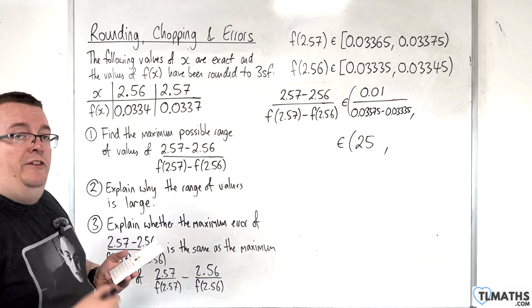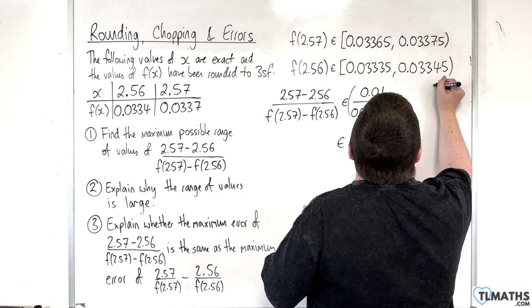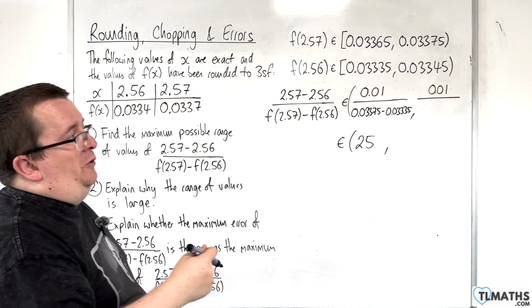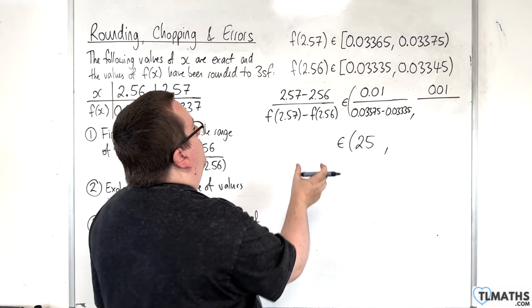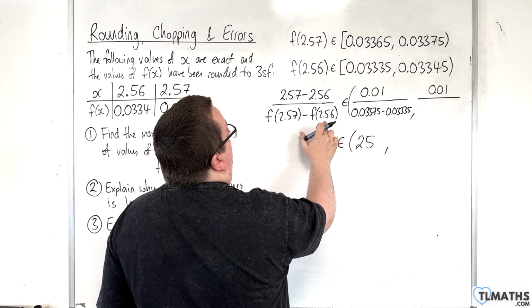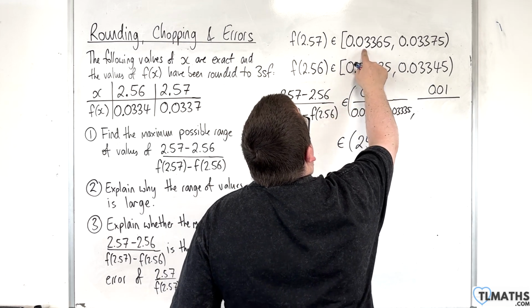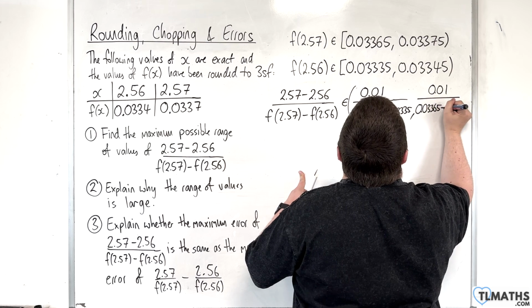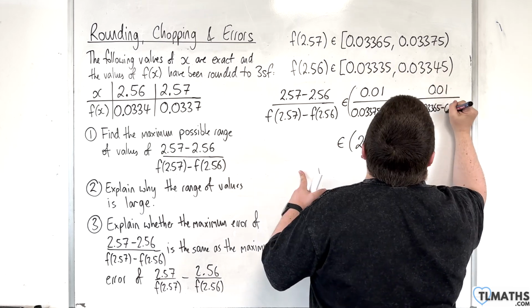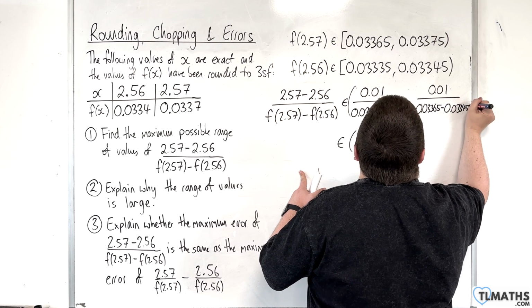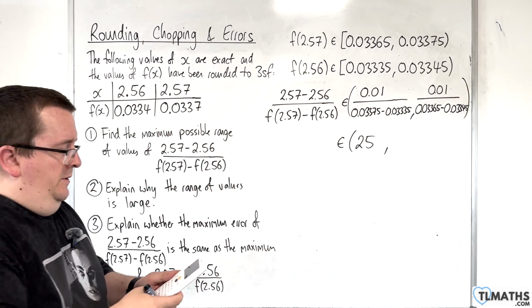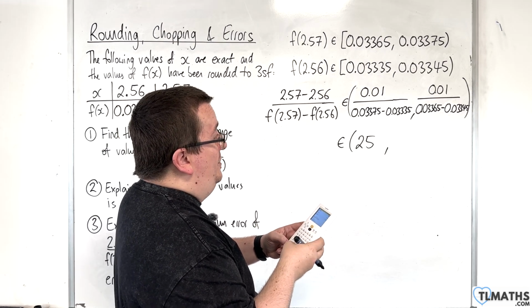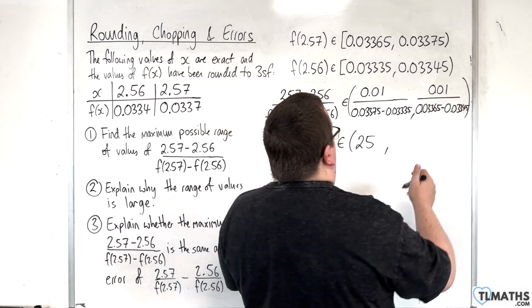Okay. Then we want it to be as large as possible. The numerator is still 0.01. Now, to get as large as possible, we want the denominator to be as small as possible. So we want this one to be small, that one to be large. So we want to go with the smallest, take away the largest. So 0.03365, that one, take away 0.03345. So 0.01 divided by 0.03365 take away 0.03345, and that's 50.